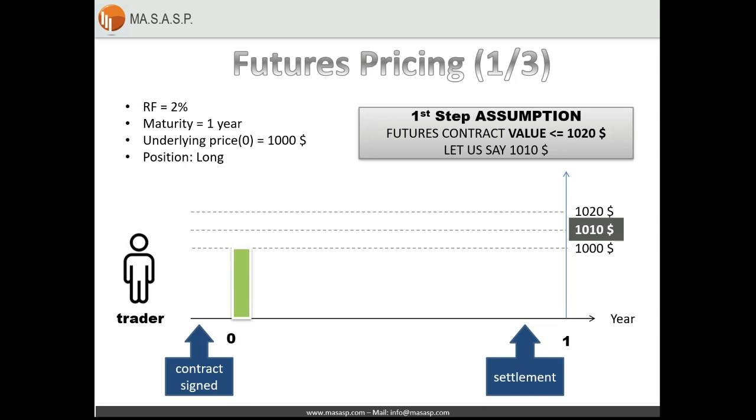Revenues are represented in green whereas costs in red. Well, he then invests this amount at a 2% risk-free rate. The equity of the trader at year 1 is going to be $1,020.